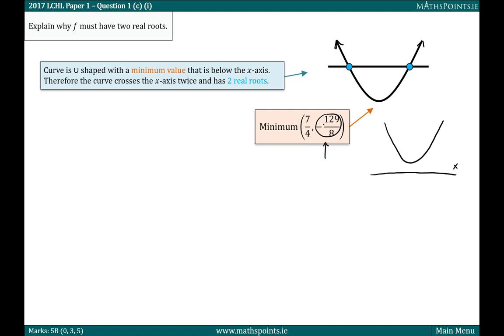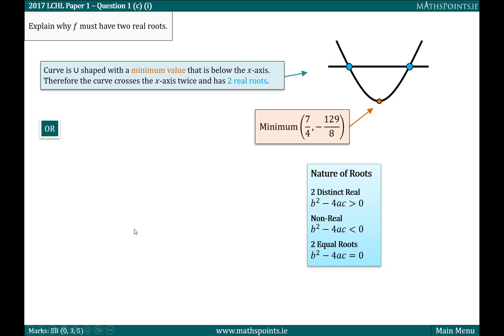If that minimum value was 0, that would mean that it touches the x-axis and there would just be one real root. Okay, one root here, there wouldn't be two roots. The fact it's a minus, it dipped under the x-axis, there's two real roots. So that's one method to do it.